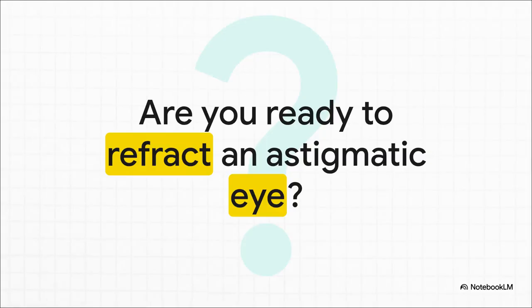So, we've covered the normal anatomy, the physical optics, and the exact step-by-step algorithm to collapse the conoid of Sturm. Let me leave you with this provocative question. Now that you truly intuitively understand the physics of what is happening inside the vitreous cavity, are you ready to actually refract an astigmatic eye in the clinic?